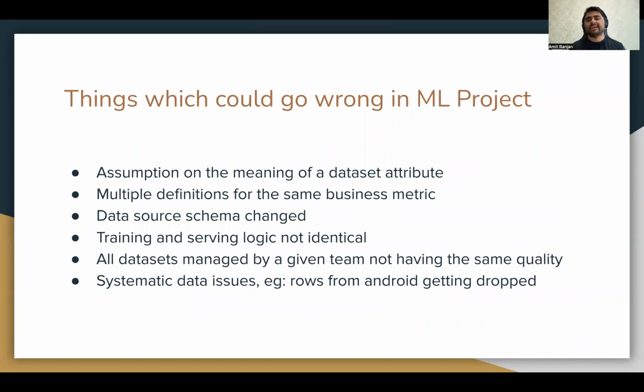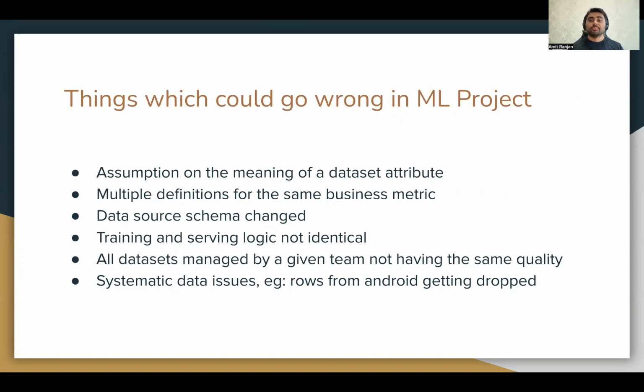Things which can go wrong in an ML project include an assumption on the meaning of a dataset attribute, like you assume this field means something, but it is something else. Or having multiple definitions for the same business metric, with different teams having different definitions for it. Or the source schema changes without you getting notified, or the models used for training and serving are not identical, or you assume that all the datasets used by a given team have the same quality, which might not always be the case.